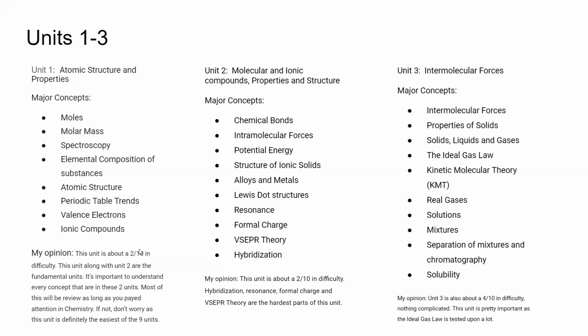You'll need to know these two, but they will usually be reviewed from your honors chemistry information. You'll probably already know these two mainly, especially unit 1. So don't worry about this one as much. This will most likely be the easiest one. Unit 2 is also quite easy. However, you should look out for resonance, formal charge, the VSEPR theory, and hybridization. These 4 concepts are a little bit more challenging than the rest.